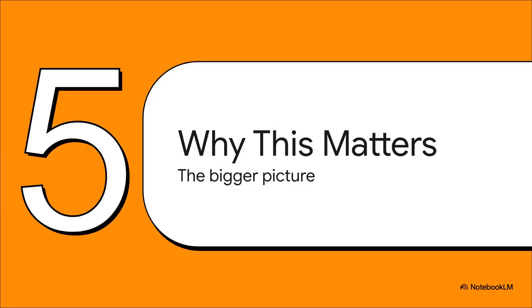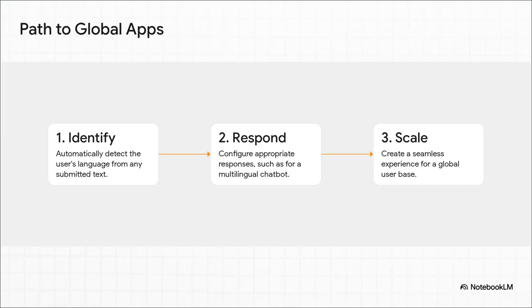Okay, so we've been in the technical weeds for a bit. Let's zoom out and connect this all back to the big picture. Why does any of this actually matter? It really all comes down to this simple but powerful 3-step flow. First, you automatically identify a user's language. Second, that lets you give them the right response, maybe by routing them to a support agent who speaks their language. And third, that whole capability is what lets you build truly global apps that feel local and personal to every single user.